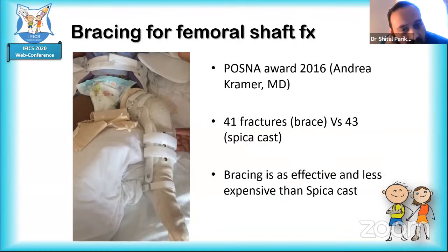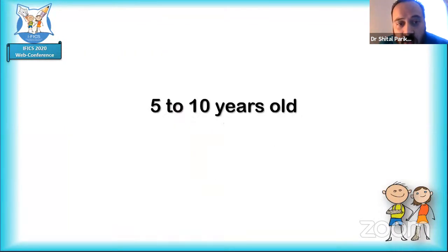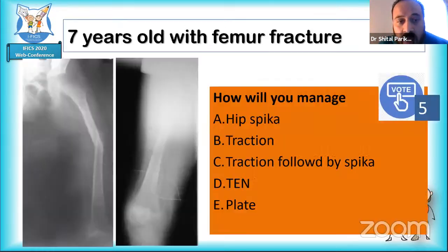So if you have 2 or 3 different sizes of a brace, this study on 41 fractures treated with the brace won the POSNA award in 2016. So that's definitely a way of treating, avoiding going to the OR. If you have anesthesia risk, like you just mentioned, having a brace like this in 3 different sizes, small, medium, and large, may give you an option to treat the fractures just in a pre-made brace.